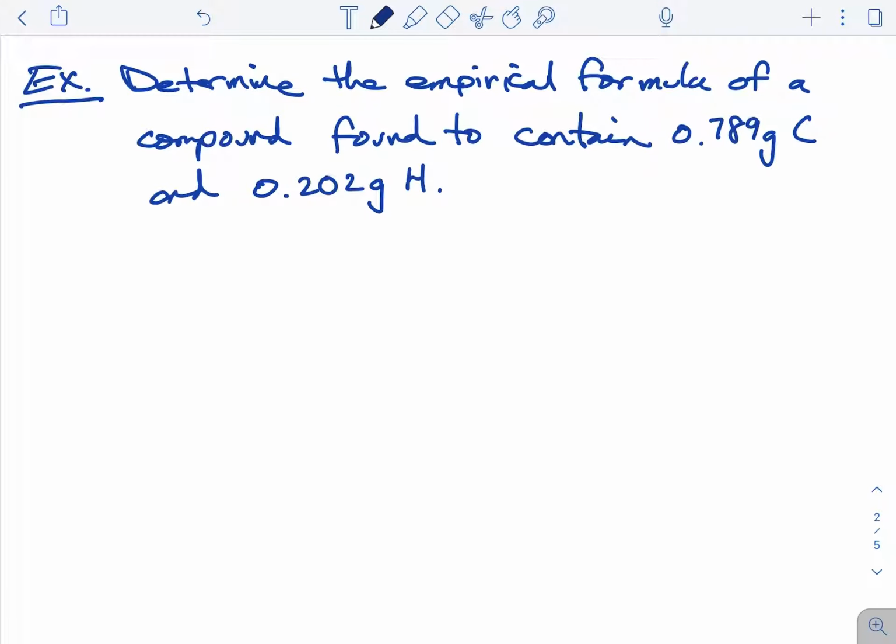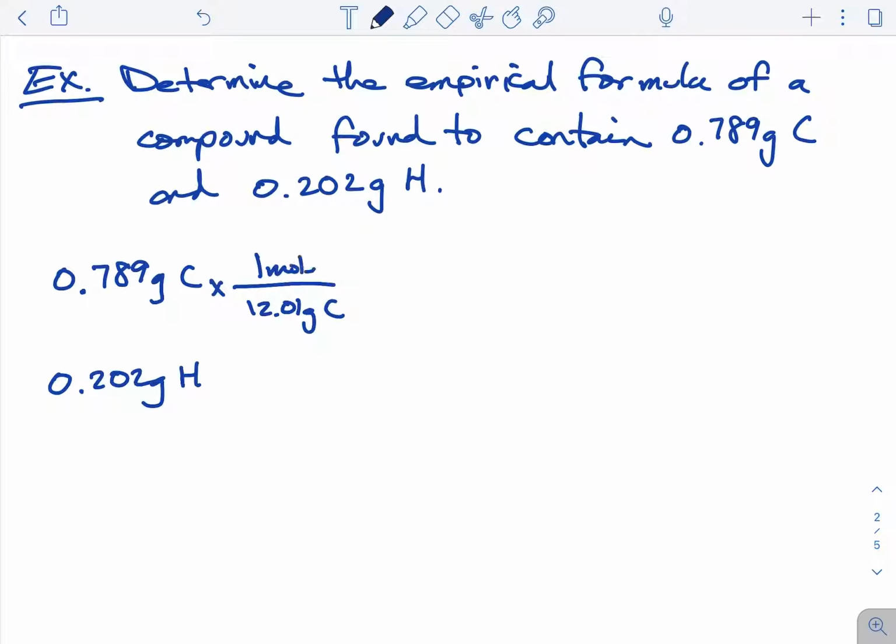So we're given: determine the empirical formula of a compound found to contain 0.789 grams of carbon and 0.202 grams of hydrogen. The first thing we're always going to do is we're going to convert grams to moles, which should not surprise you, as that's kind of always our first step in pretty much any stoichiometry problem. So we go to the periodic table. There's 12.01 grams of carbon in 1 mole of carbon. And there's 1.01 grams of hydrogen in 1 mole of hydrogen.